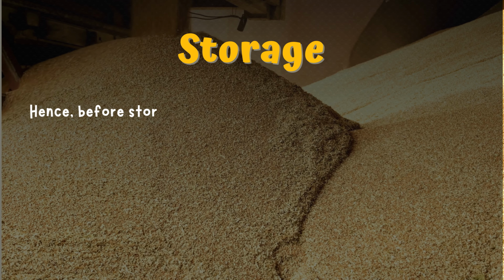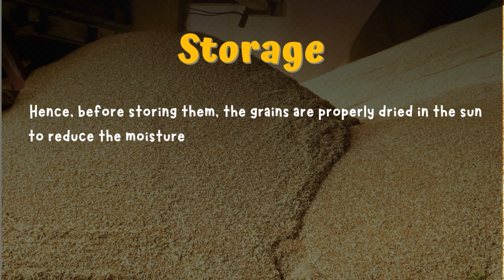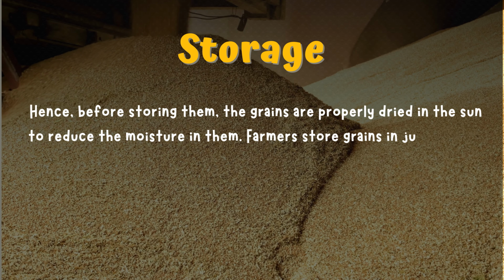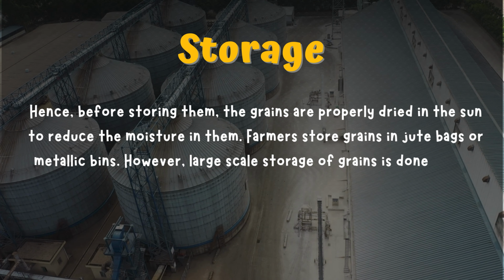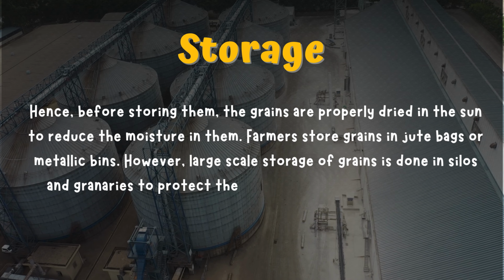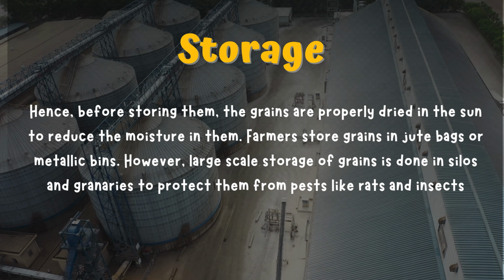Hence, before storing them, the grains are properly dried in the sun to reduce the moisture in them. Farmers store grains in jute bags or metallic bins. However, large-scale storage of grains is done in silos and granaries to protect them from pests like rats and insects.